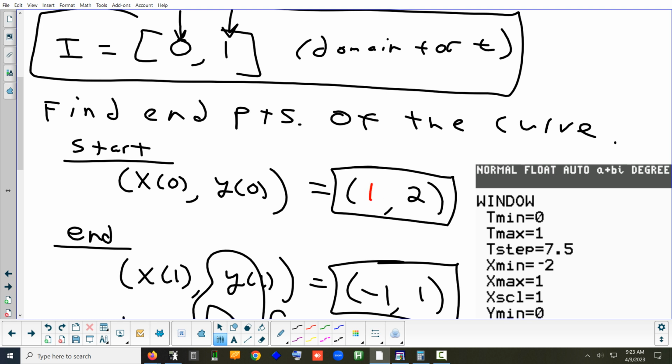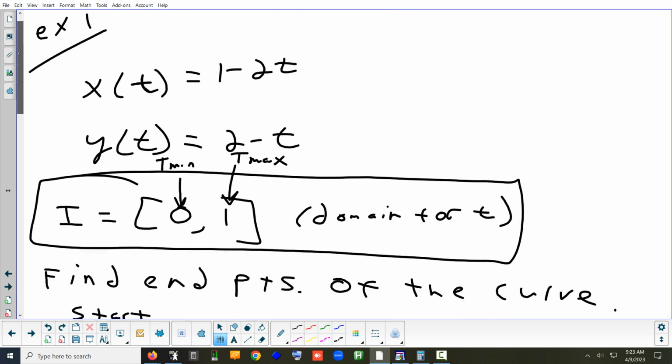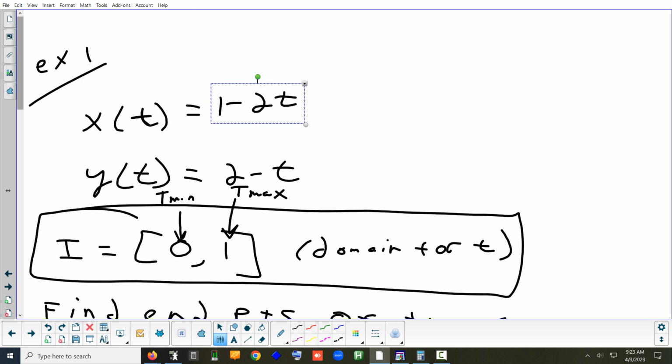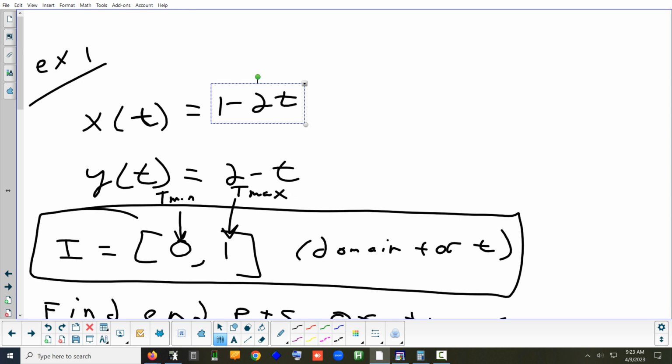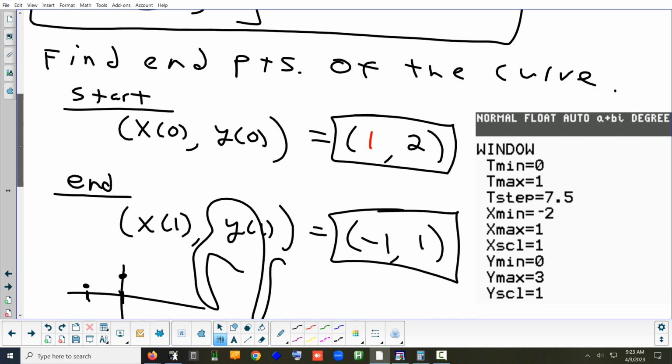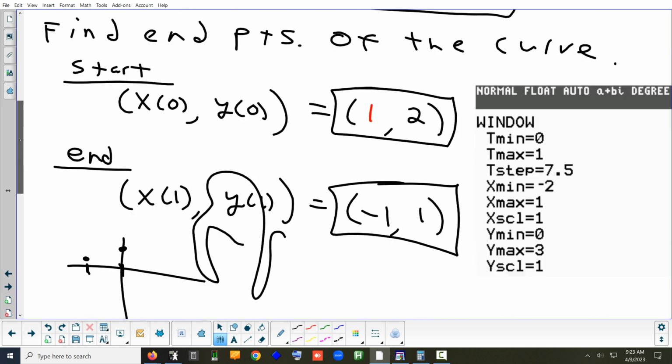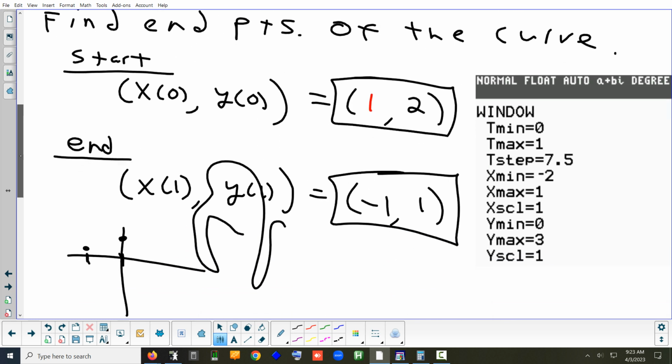That's a 1. Because when you plug in 0 for t, 2 minus 0 is 0, 1 minus 0 is 1. Did anybody recognize that? I was wondering why my window was off. That's the reason. That was supposed to be a 1.